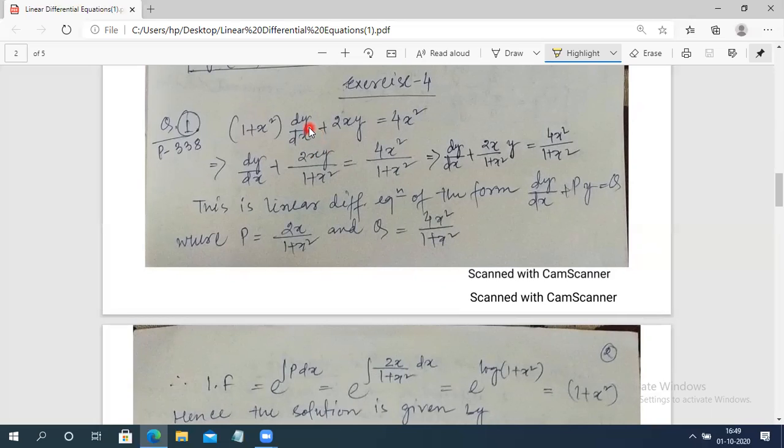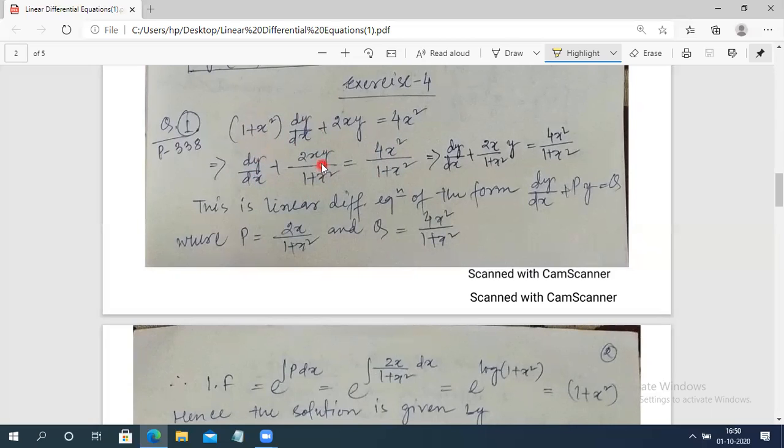Now find first dy by dx, write it in the form of dy by dx plus p into y is equal to q form. First you just keep this dy by dx, the coefficient must be 1, that I told you. So divide the whole equation by 1 plus x square. So it will become dy by dx plus 2xy upon 1 plus x square is equal to 4x square by 1 plus x square.